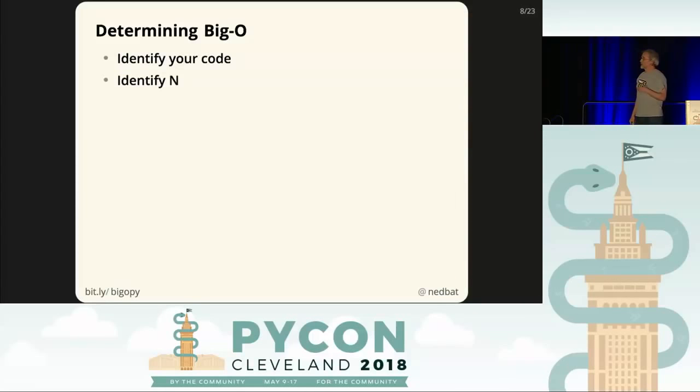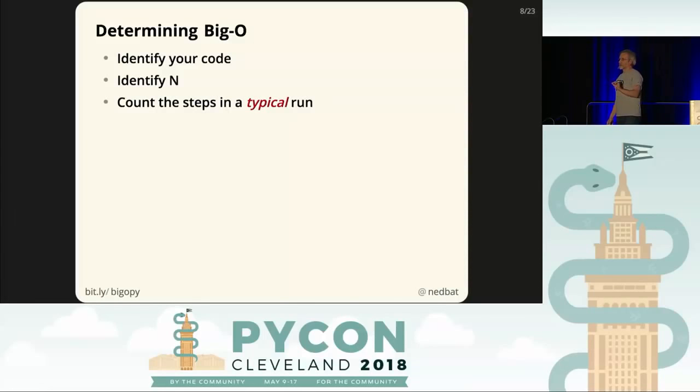And then when you look at that code, you should figure out what n is. And I don't mean like whether it's 100 or 1,000, I mean what is it measuring? So if you have some code that's iterating over all the records in a database, then n is how many records in the database. In our bean example, it was how many beans in the jar. If you're doing a string search, it might be the length of the string.